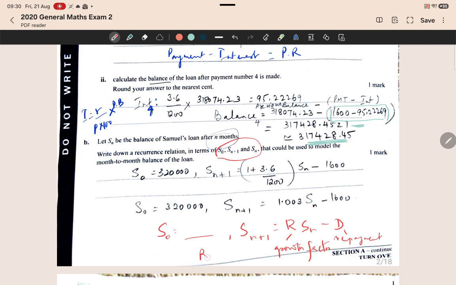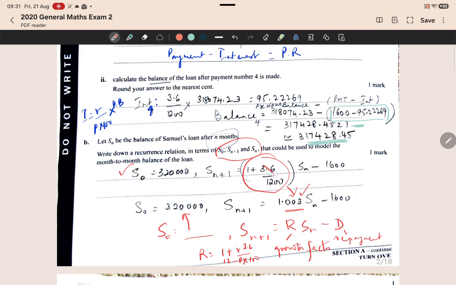which is R, given by 1 plus r divided by P times 100. Okay? So I have shown that in this step, but that is not the answer. So we know the initial balance was 320,000, which is that. And 1 plus r is 3.6% per annum. It is a monthly repayment, so that P is 12 here. So 1 plus 3.6 over 1200 gives you 1.003, which should be how you write your answer.